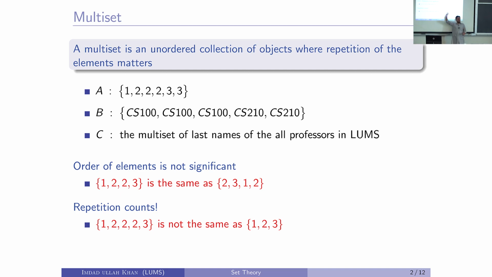Why? How many 2's are there? 2 2's. How many 3's? 1, 3. How many 1's? Only 1, 1. If you write it in a different order, they are the same multiset. Okay? But in terms of sets, they are different. In terms of set, this is actually the same set as 1, 2, 3, right? But in multiset, these are different. So repetitions matter in multiset, multiplicity matters, and order doesn't matter.